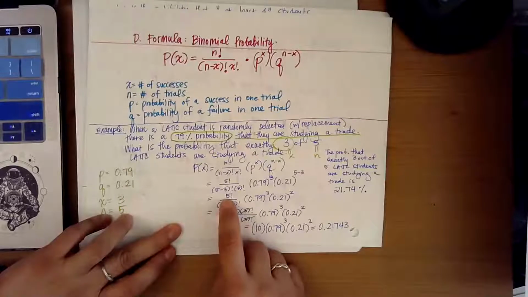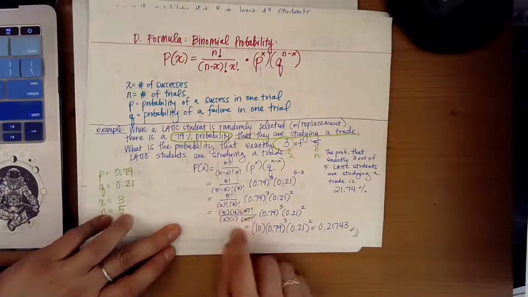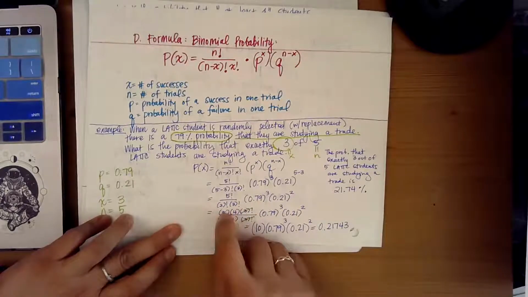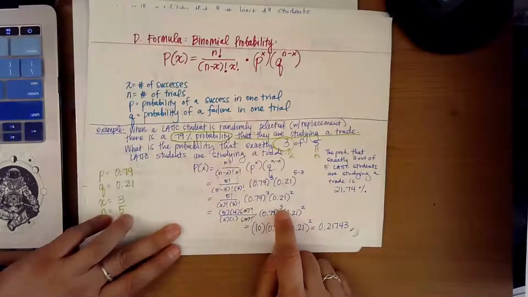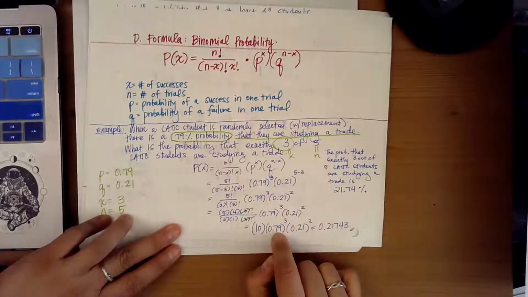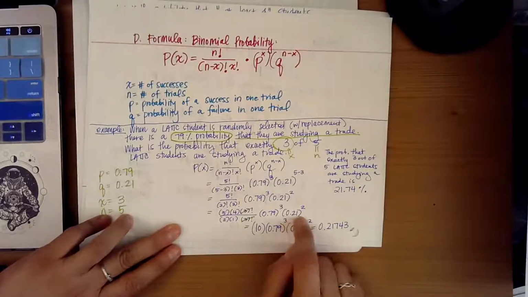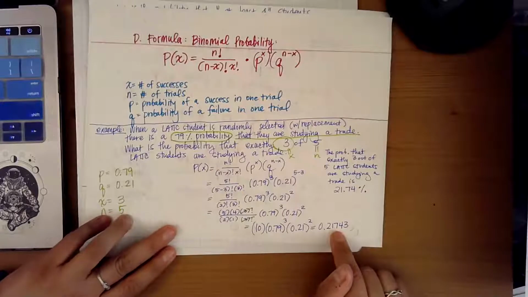I break down my 5 factorial to 5, 4, and 3 factorial, and then 2 factorial and 3 factorial, my 3 factorials cancel. 5 times 4 is 20, divided by 2 is 10. 0.79 to the third power means 0.79 times 0.79 times 0.79. And then 0.21 squared, right there, gives me this particular value.